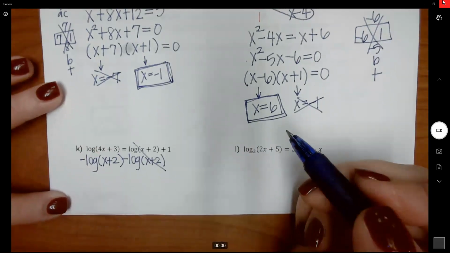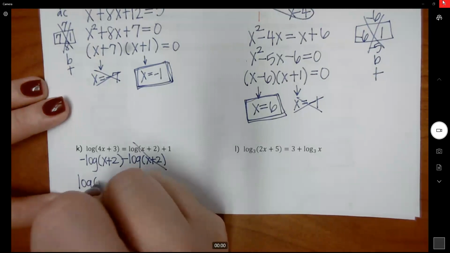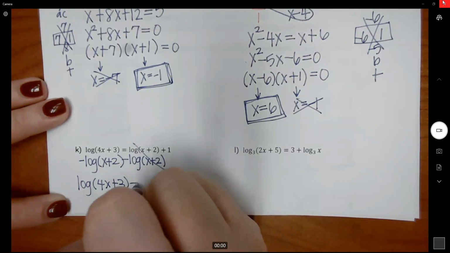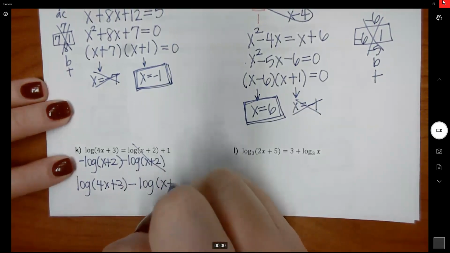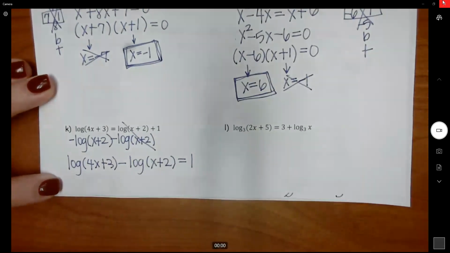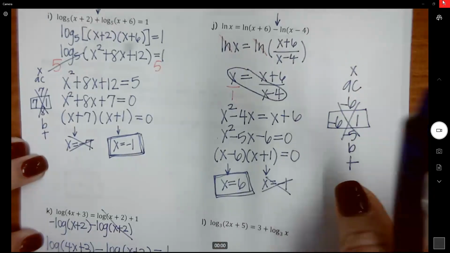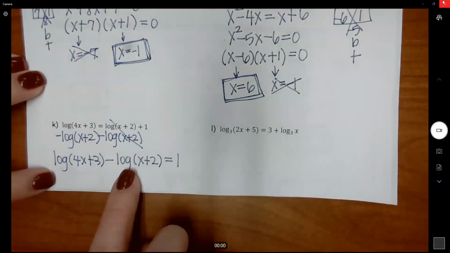So it cancels over here. And now over here, I have log of 4x plus 3 minus log of x plus 2, and that's still going to equal 1. So now this problem is set up more like this one. Now I have two logs on the same side of the equation.